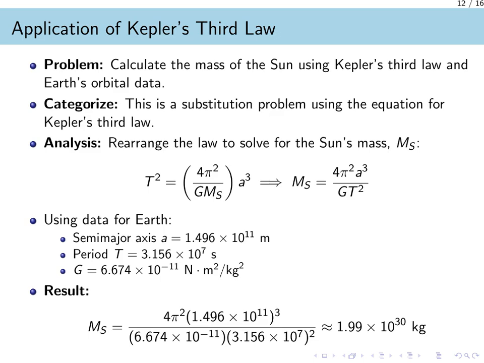Plugging these values into our rearranged equation yields a mass for the Sun of approximately 1.99 times 10 to the power of 30 kilograms. This result shows that by observing an object's orbit, we can determine the mass of the central body it revolves around.